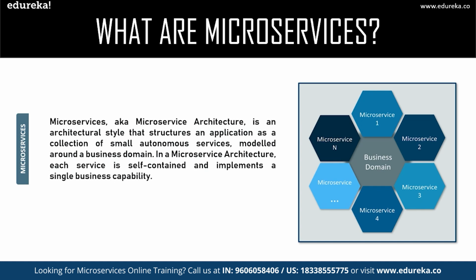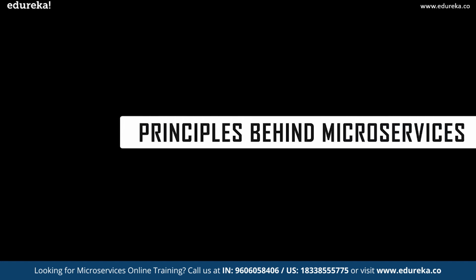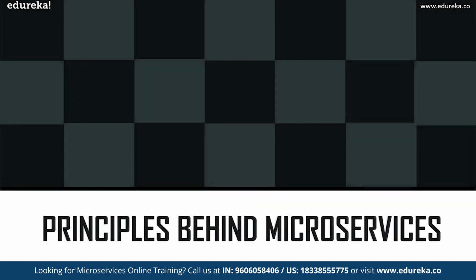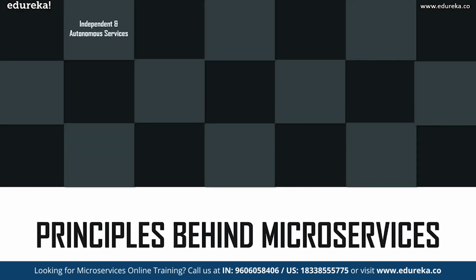Now, to build or model microservices, there are various principles behind it. So next in this session, let's look into the principles behind microservices. As you can see on my screen, it starts with independent and autonomous services, because each service is independent of the other services. That is because each service is created for a domain or a business capability, and each service has its own functionality. So that is the first principle.